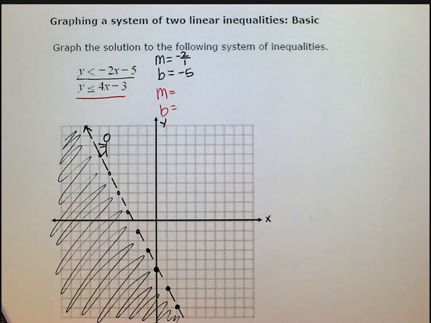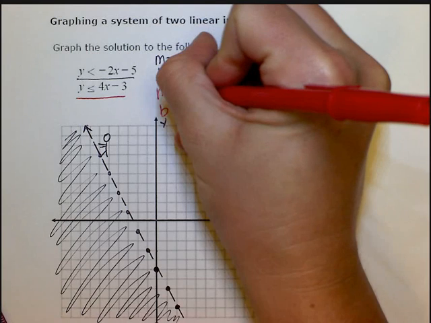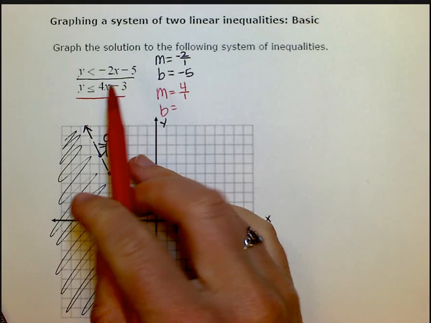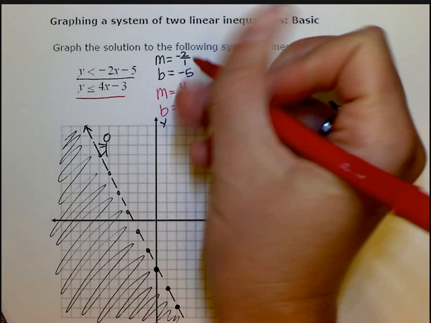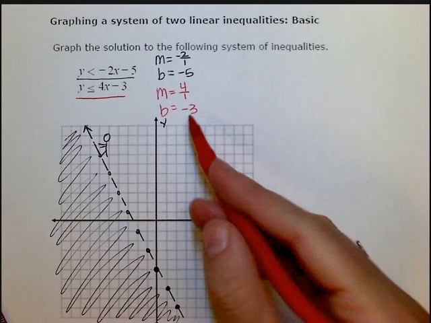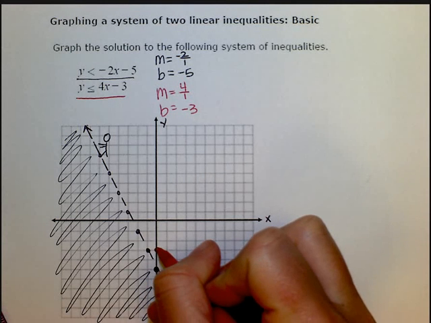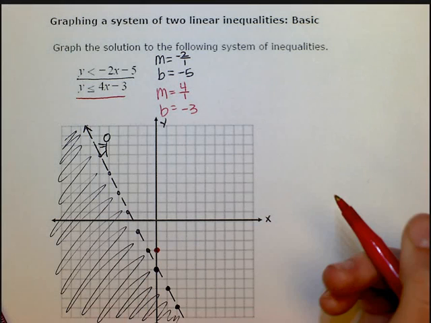In order to do my second, I follow the same process. My slope is my coefficient of x, or the number attached to the x, and that's 4, or 4 over 1. My intercept is negative 3, because that's the constant. Again, I start with my intercept. That's my starting place. So I go on the y-axis down to negative 3, and I put a dot.